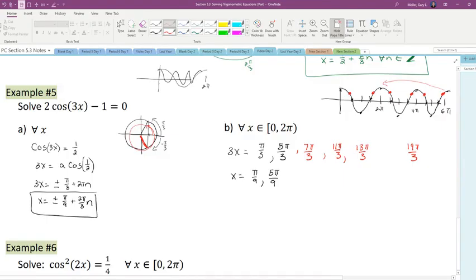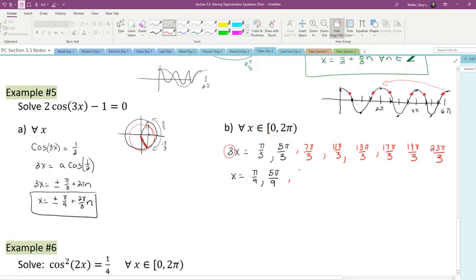Add to that would be 17 pi over 3. If I went around again, that would be 23 pi over 3. All of which, in red, are beyond 2 pi, so these shouldn't be my answers. But then don't forget, we're now going to divide everything by 3.